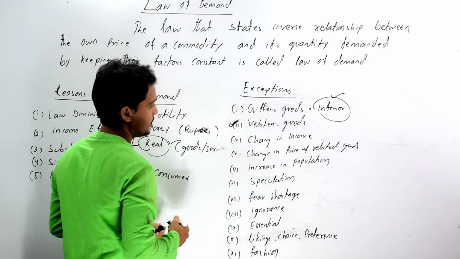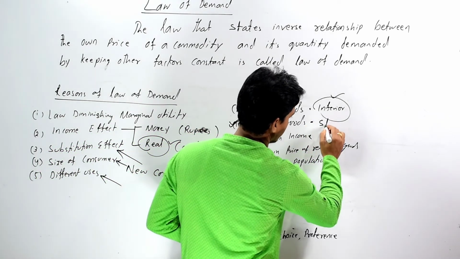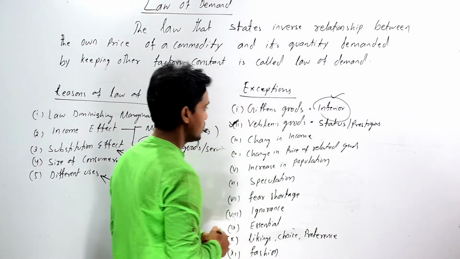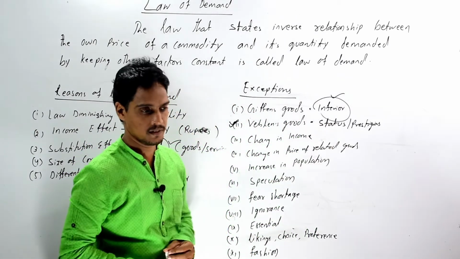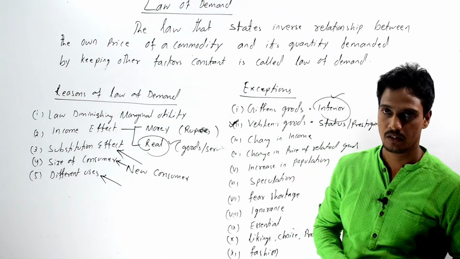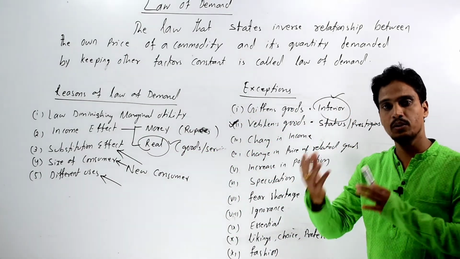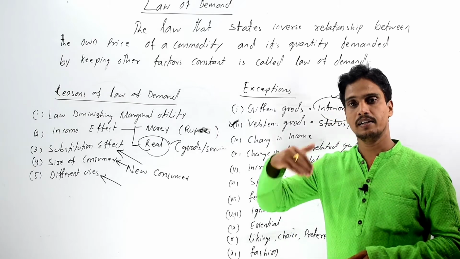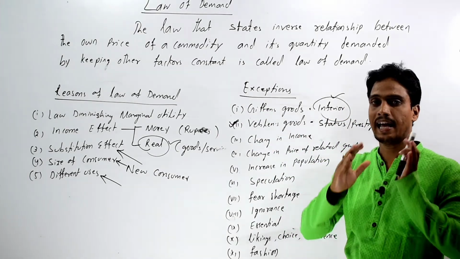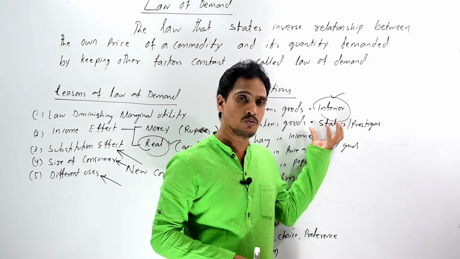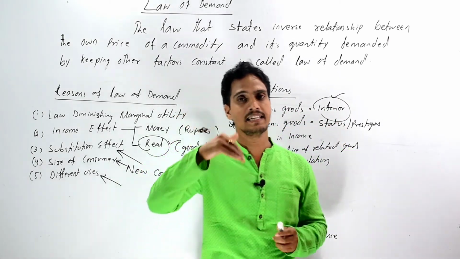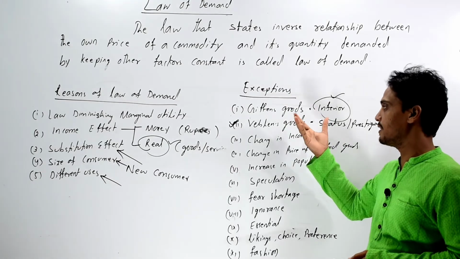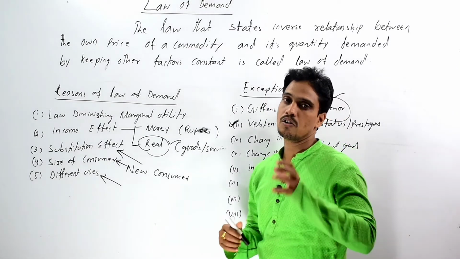Similarly, in case of Veblen goods, which are otherwise known as status symbol or prestigious goods, the use of such goods gives a status to the consumers. So the consumers like to use such type of goods whatever may be the price of that commodity. That means when the price increases, people like to purchase such type of goods because such goods give them a status. So the increase in price does not affect the demand of that commodity. So in this situation, or in case of Veblen goods, the law of demand also does not operate.